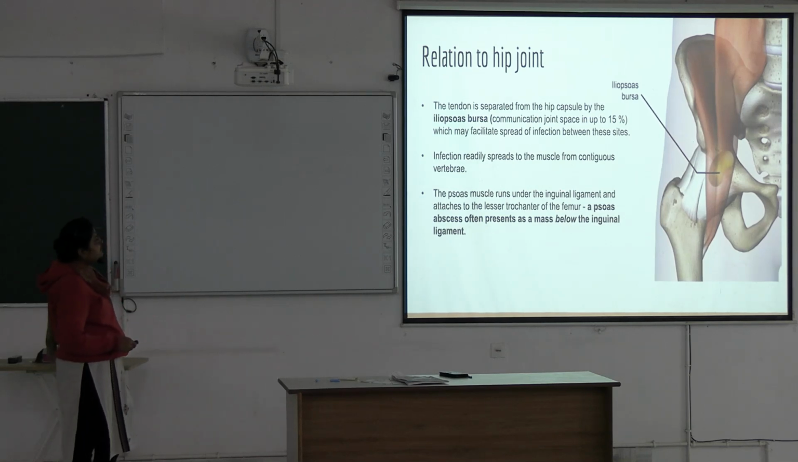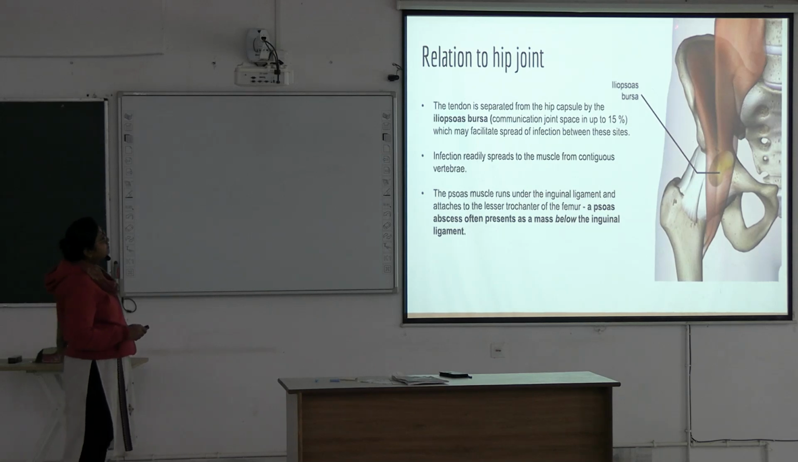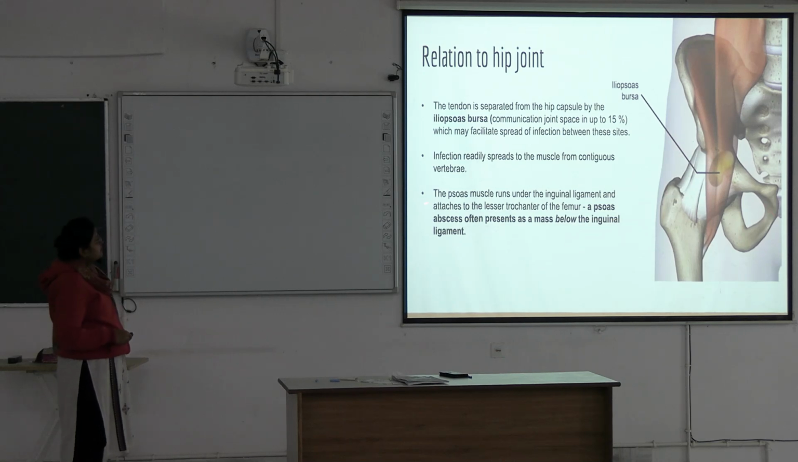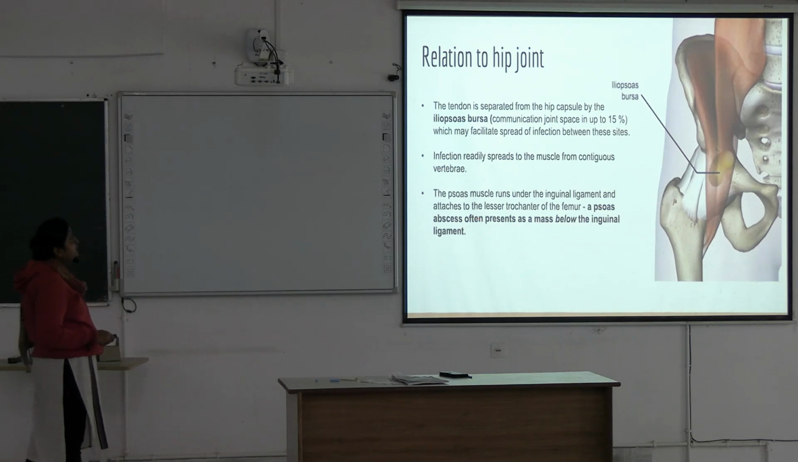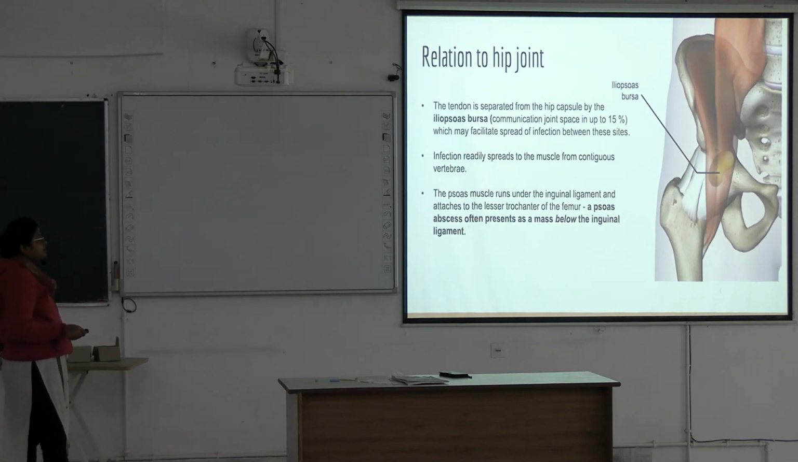Psoas major runs under the inguinal ligament. Okay, the inguinal ligament is lying over here, joining this anterior superior iliac spine and this pubic tubercle. So, the iliopsoas lies posterior to this inguinal ligament. The psoas major runs under the inguinal ligament and attaches to the lesser trochanter of the femur. A psoas abscess often presents as a mass below the inguinal ligament.